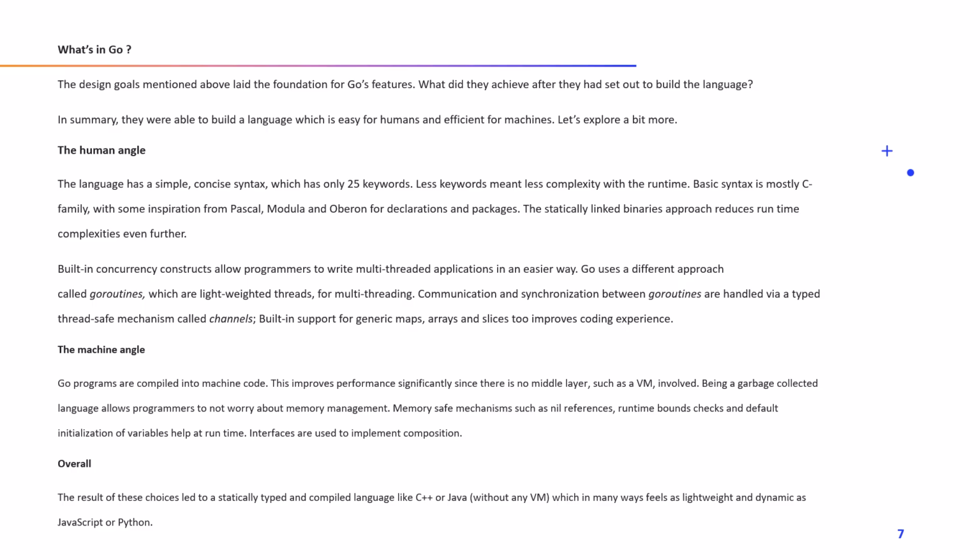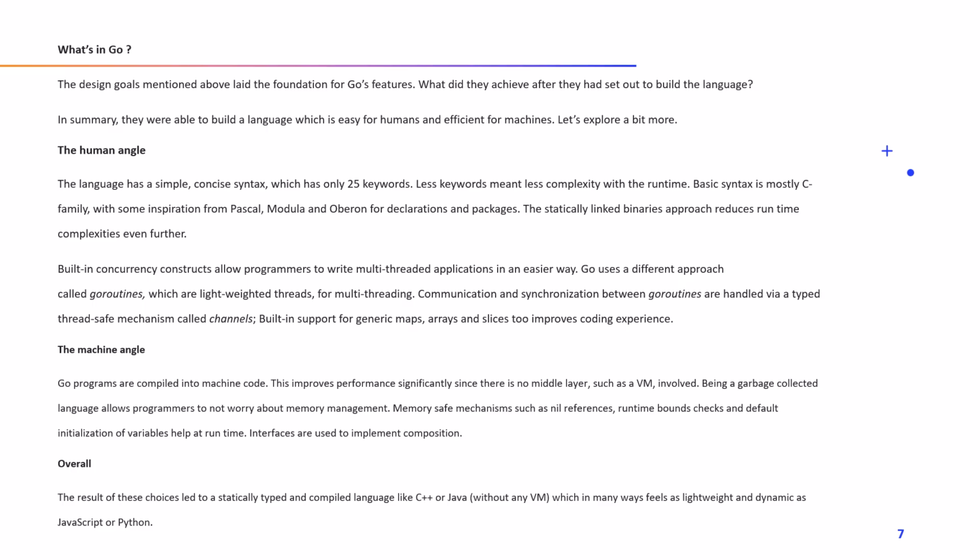The machine angle. Go programs are compiled into machine code. This improves performance significantly since there is no middle layer such as a virtual machine involved. Being a garbage-collected language allows programmers to not worry about memory management. Memory-safe mechanisms such as nil references, runtime bounds checks, and default initialization of variables help at runtime. Interfaces are used to implement composition.